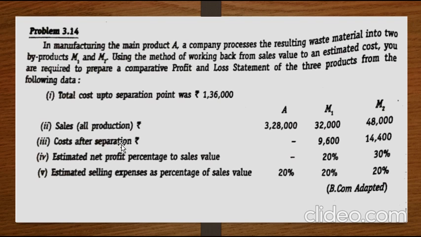Costs after separation are 9,600 and 14,400. Estimated net profit percentage to sales value is 20% for M1, and for M2 it is 30%. Estimated selling expenses as percentage of sales value, for A it is 20%, for M1 it is 20%, for M2 it is 20%. So let us get into the calculation, and I will be clearly explaining how to solve this problem.